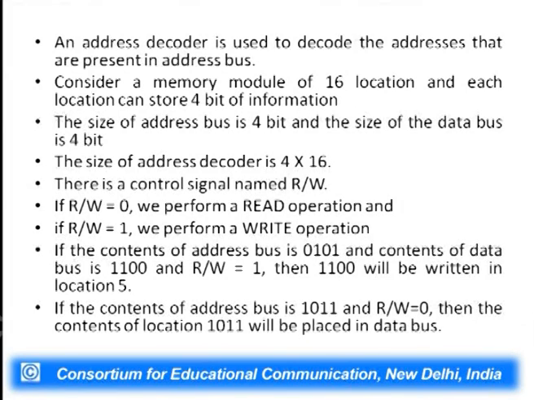Another example of a read operation can be if the address bus is containing the address as 1011 and the read/write line reads 0, which means the read operation has to be performed, then the contents of the location 1011 will be placed in the data bus. That means the data will be fetched from this particular memory location and placed onto the data bus.